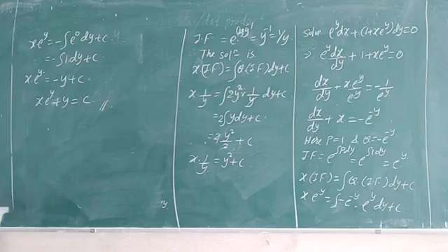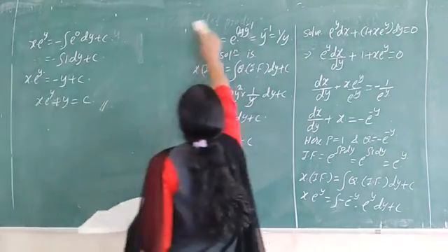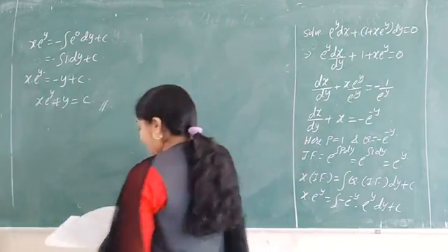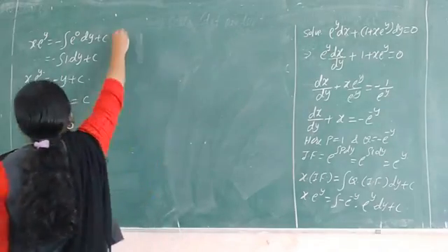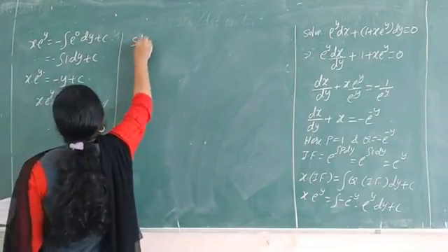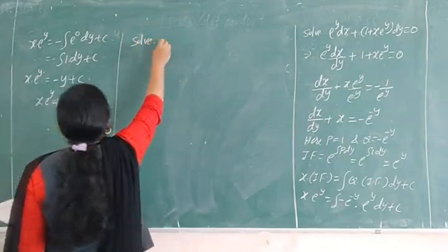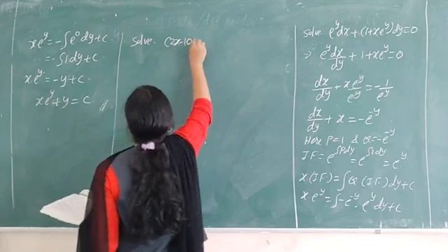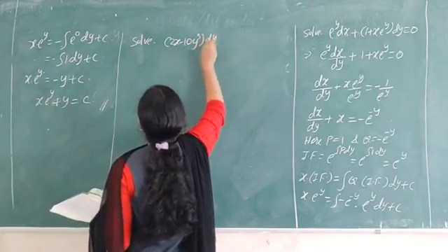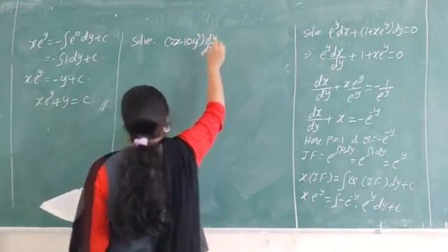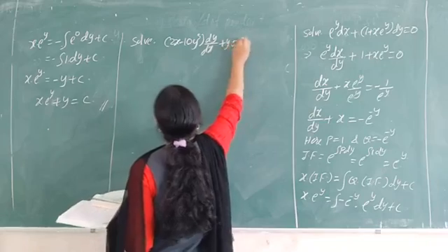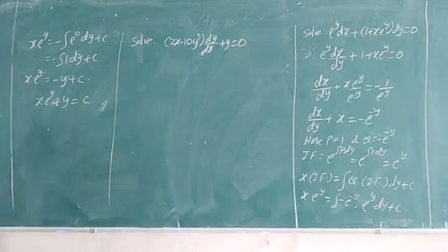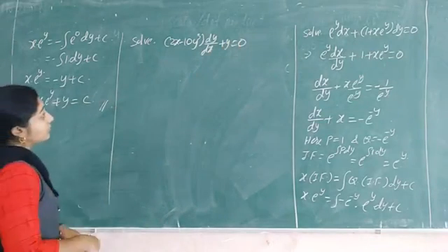Next we have: solve (2x minus 10y cube) dy by dx plus y is equal to 0.